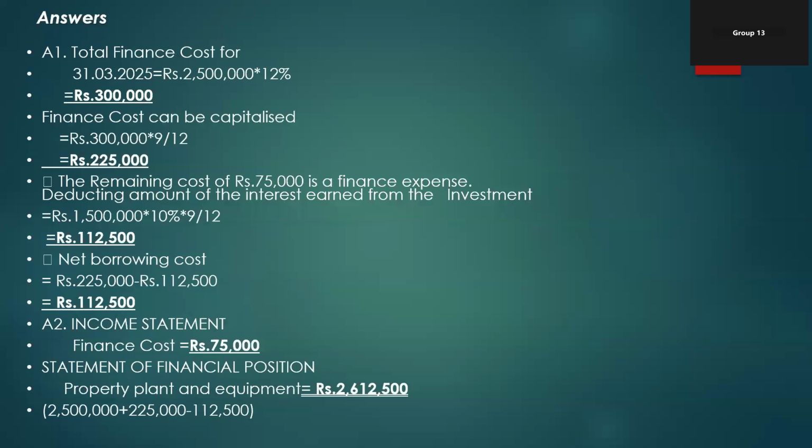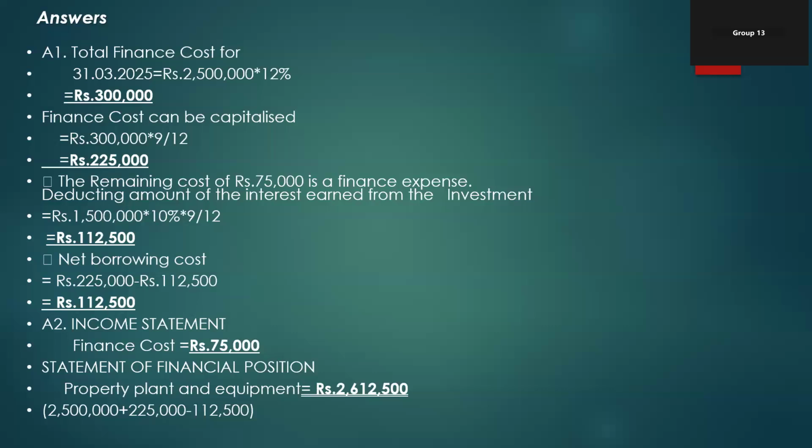First of all, we should find out the finance cost for the total year. We should apply the 12% rate to the total loan we borrowed. The total loan is 25 lakhs and it should be multiplied by 12%. So the finance cost should be 3 lakhs for the total year. But according to LKS 23, we can only capitalize a part of that finance cost.